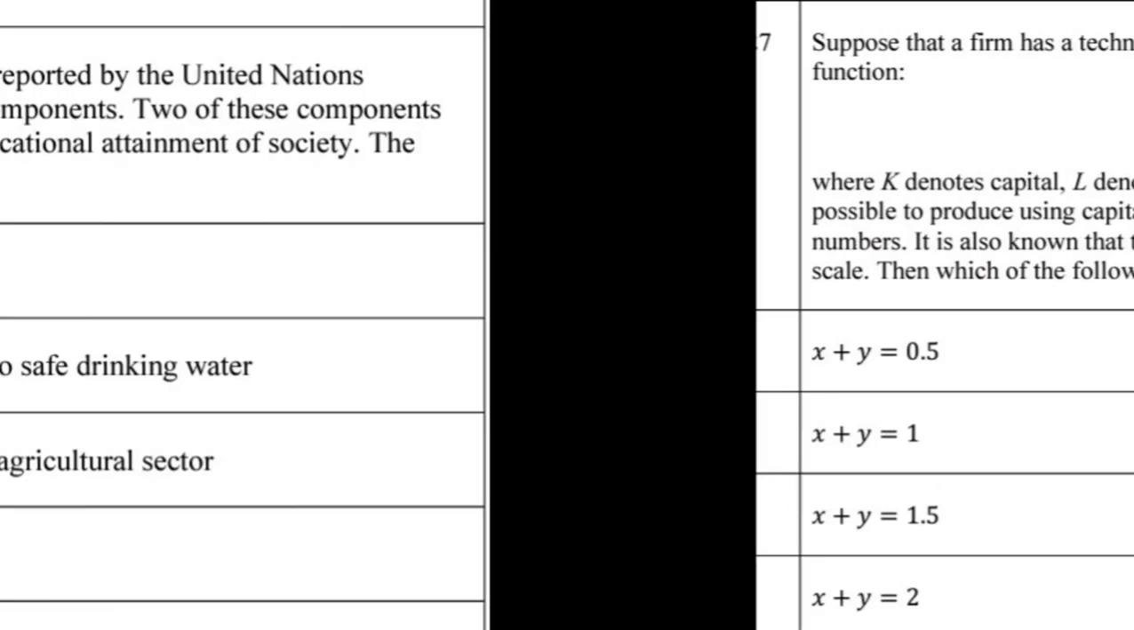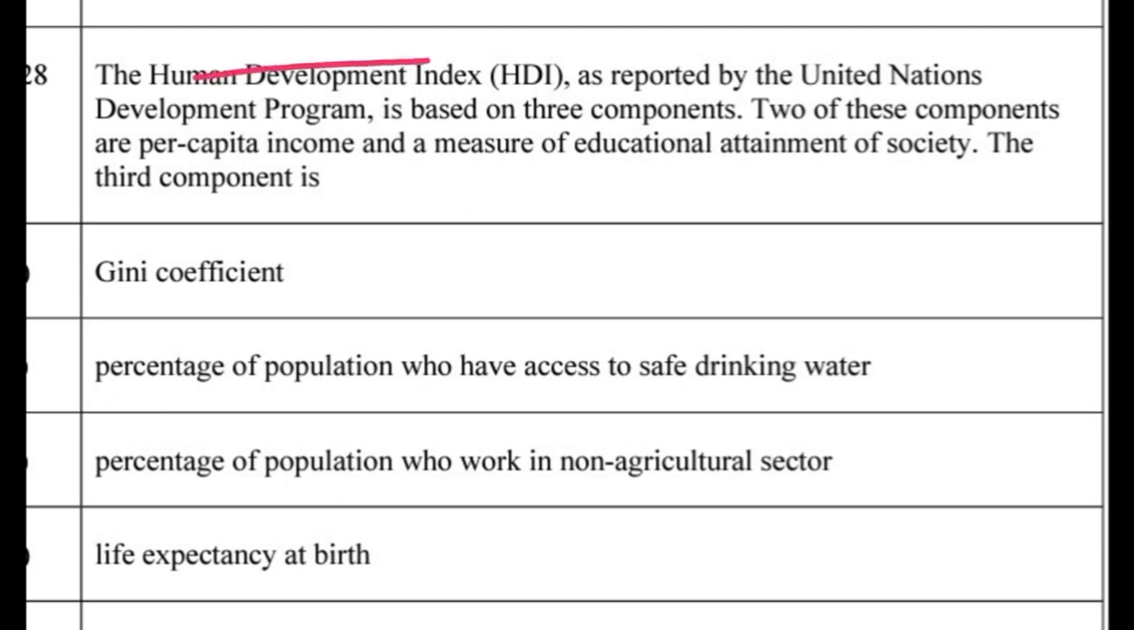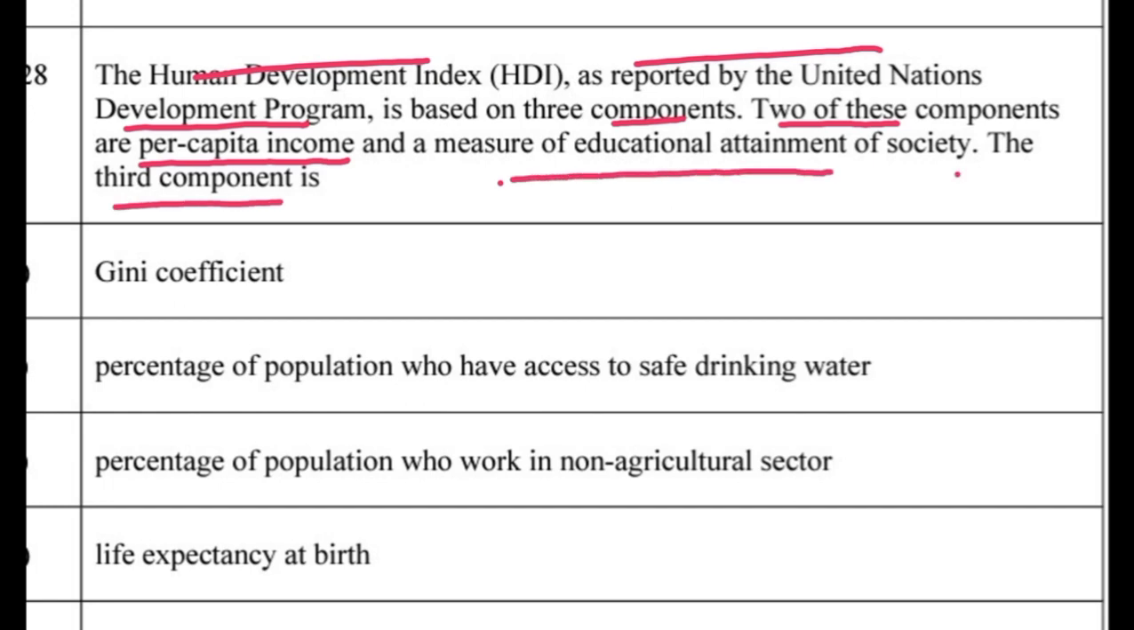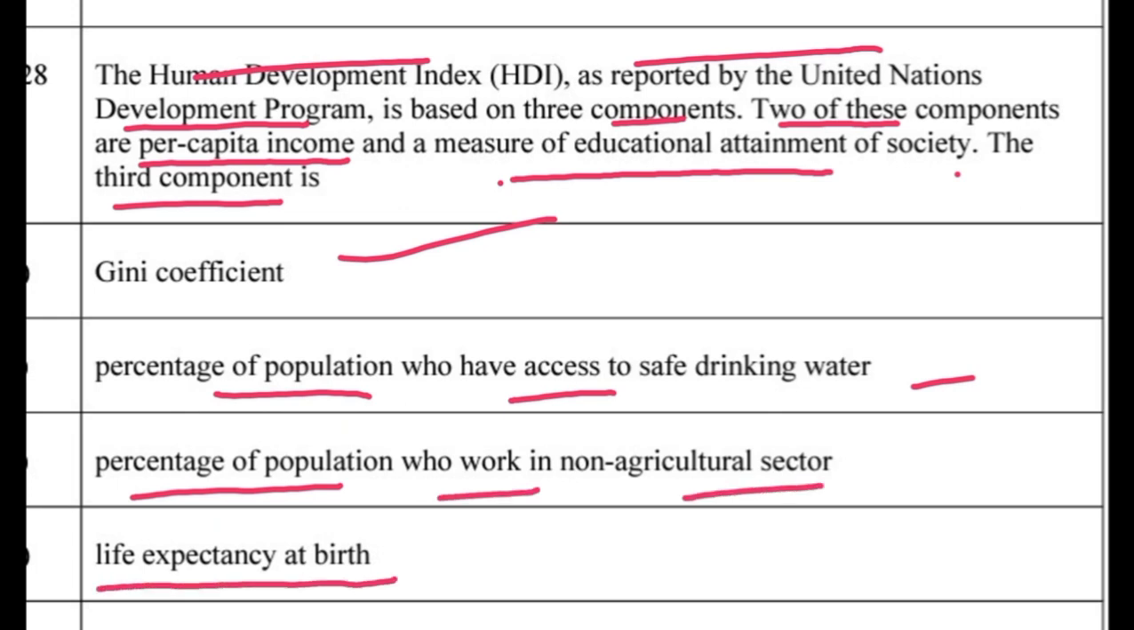Now the next question is: the Human Development Index reported by the United Nations Development Program is based on three components. Two of these components are per capita income and a measure of educational attainment of the society. The third component is, the options are Gini coefficient, percentage of population who have access to safe drinking water, percentage of population who work in the non-agriculture sector, or life expectancy at birth. The correct option should be the last one. Life expectancy at birth is one of the three indicators used in constructing the Human Development Index.